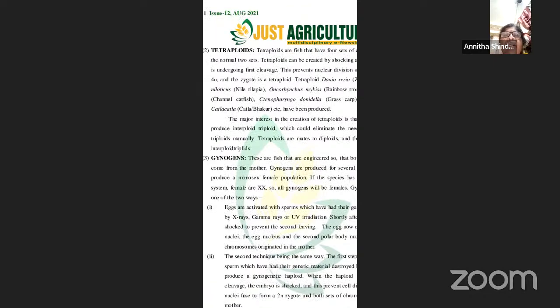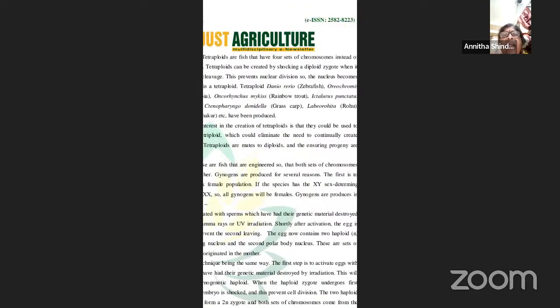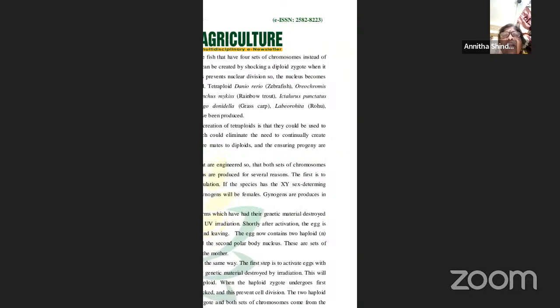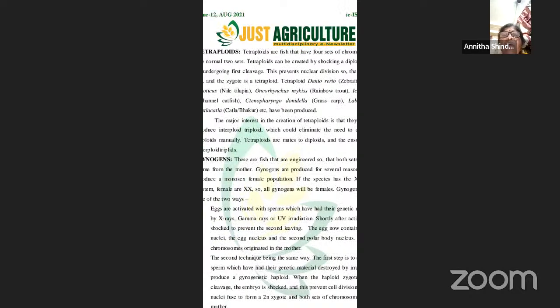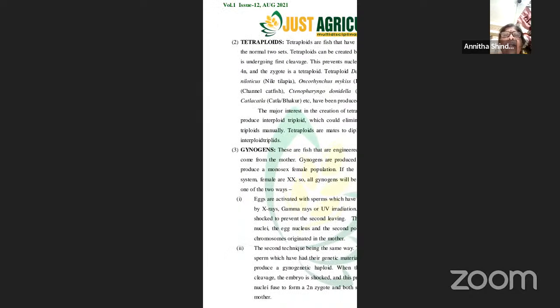So, tetraploids can be created by what? Again, by shocking a diploid zygote. You have to take a diploid zygote, then when it is undergoing the first cleavage, this will prevent what? The nuclear division. So, the nucleus will become 4N and the zygote is tetraploid.